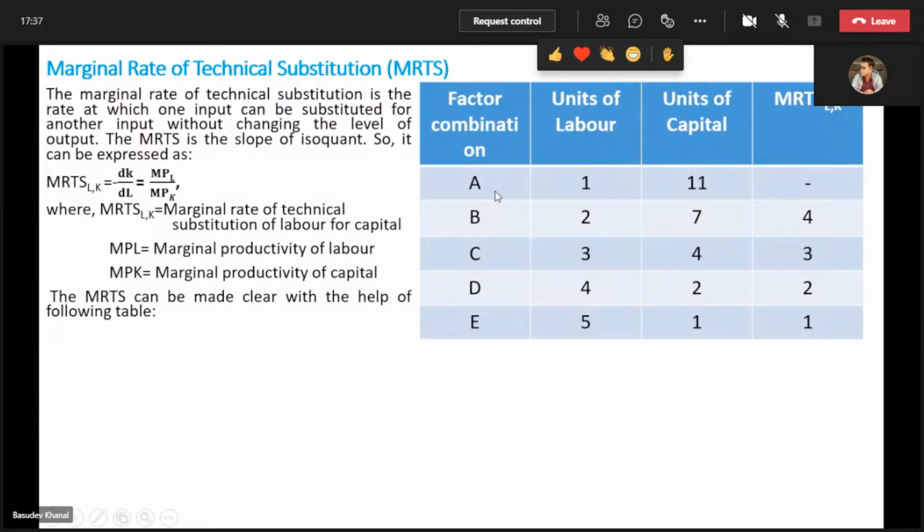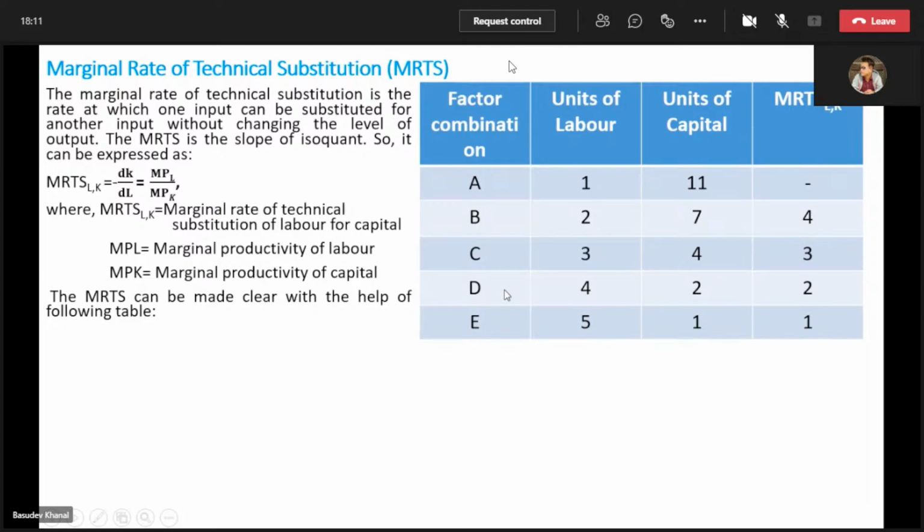When the producer moves from combination A to B, units of labor increase from 1 to 2 units, and units of capital decrease from 11 to 7 units. 11 minus 7 equal to 4 is the marginal rate of technical substitution of labor for capital when the producer moves from combination A to B. That means the marginal rate of technical substitution of labor for capital between the combinations A and B is 4.